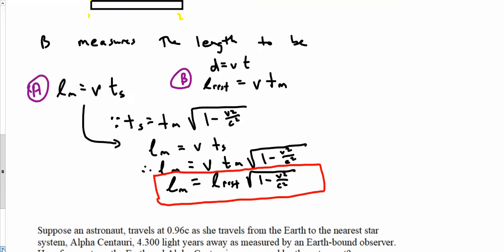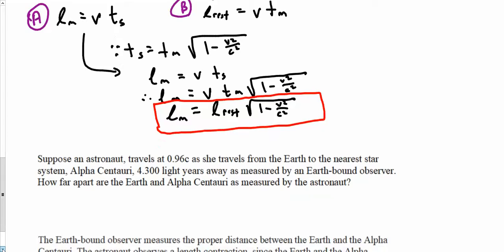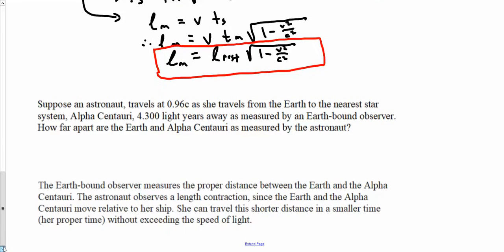We'll try a sample question. A little tricky. I've got an astronaut traveling at 0.96 c as she travels from Earth to the nearest star system, Alpha Centauri, which is 4.3 light years away. A light year is a distance, and it's 4.3 light years away for somebody measuring from Earth. How far apart are Earth and Alpha Centauri as measured by the astronaut?